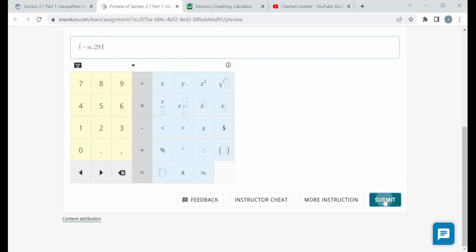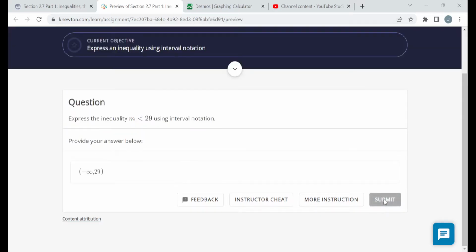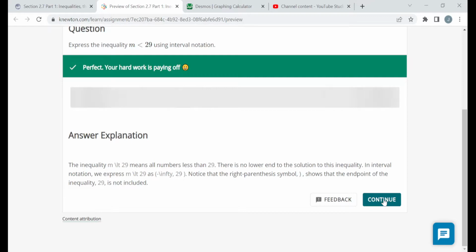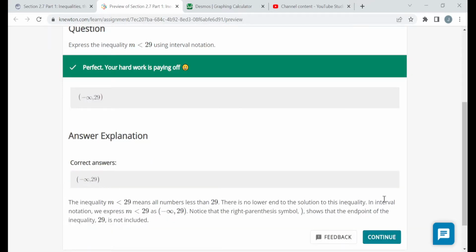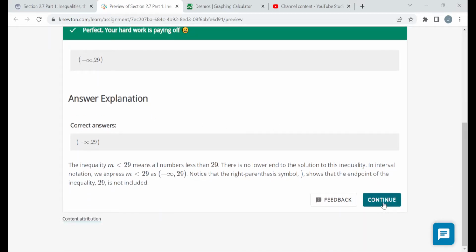All right, then after you submit an answer, it'll tell you if you're right or wrong, which looks like we were here. And then give you some sort of answer explanation. Please read through the answer explanations just to make sure you understand why something was correct or incorrect, and hopefully you can learn from your mistakes for future questions. Alright, so moving on.